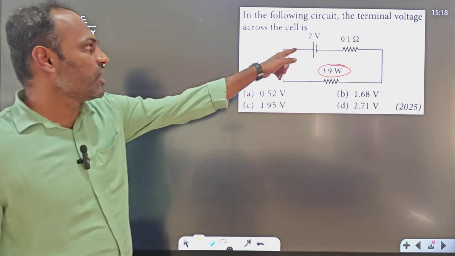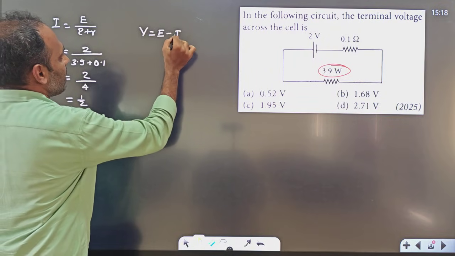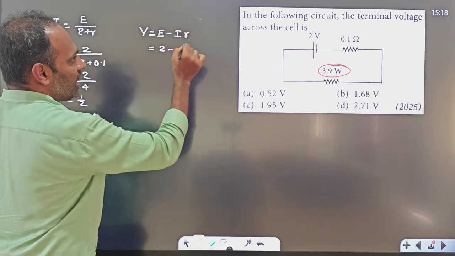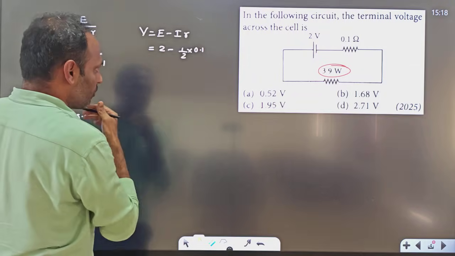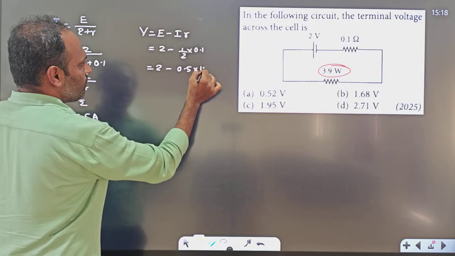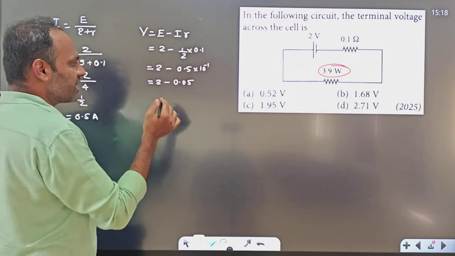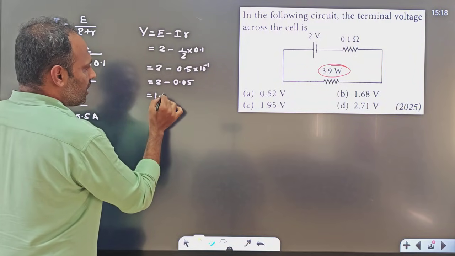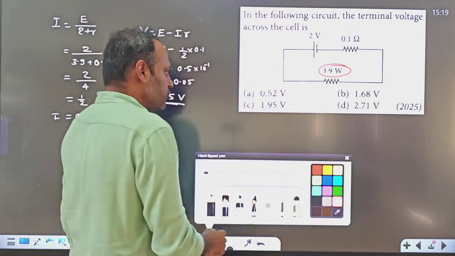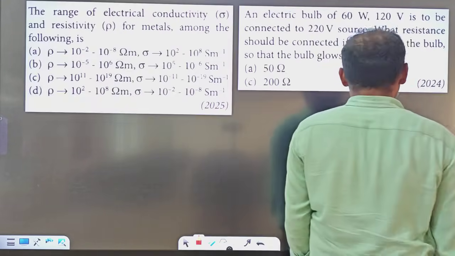They are asking how much is the terminal potential difference of the cell. So terminal potential difference of the cell will be V is equal to E minus Ir. This we know. How much is E? E is 2. How much is I? I is 1 by 2, half. How much is r? r is 0.1. So I can write it like this: 2 minus half into 0.1, which is 0.5 into 10 to the power minus 1. So I can write it as 2 minus 0.05. You can take it as 1.95 volts, right? So this much is the terminal voltage. Hence, which option is correct? Option C is correct. This is resistance, it has to be given in ohm. Okay, let us move on to the next question.